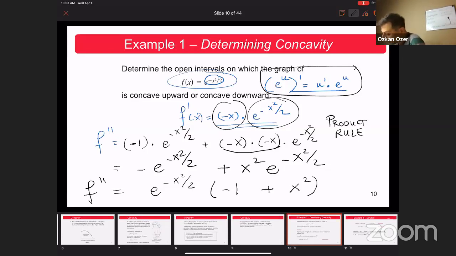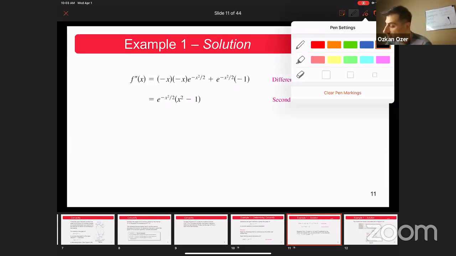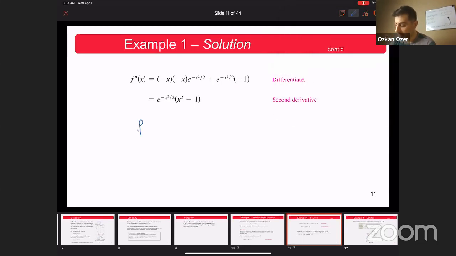All right. I need to set f double prime to 0 and check if there is any x that makes this function undefined. So two things. Let me go to the next slide, which is cleaner for you. So here we go. This is the description of what I just wrote in the previous slide. I'm going to check if f double prime is equal to 0 or f double prime is not defined. But looking at this, it's easier.